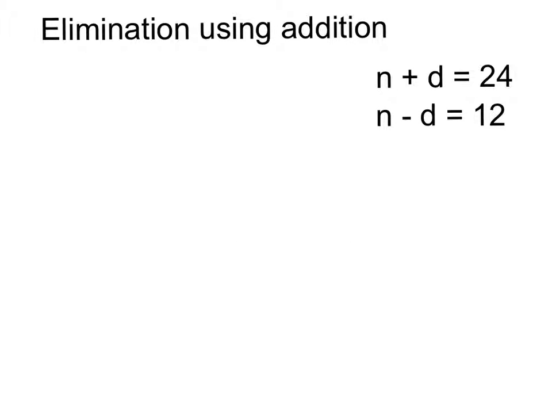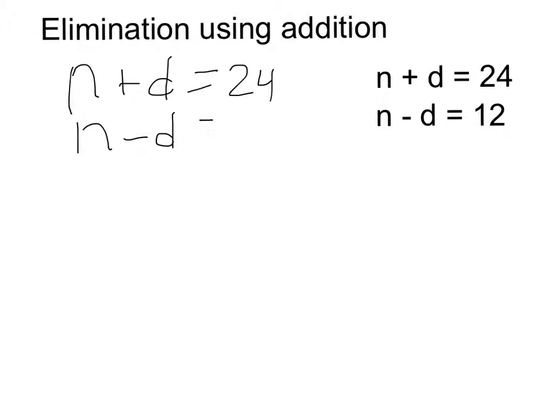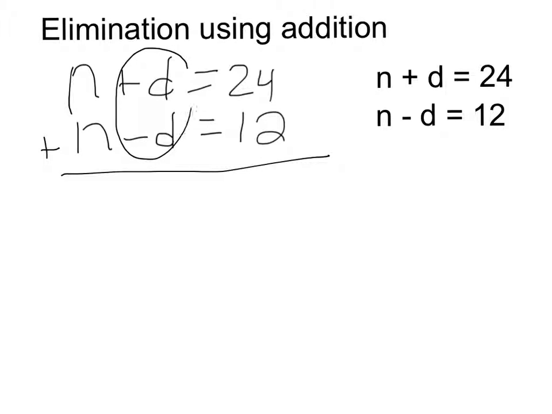So in our equations here, and I'll go ahead and rewrite those on the left side of the page, we have n plus d equals 24, and then we have n minus d equals 12. At this point, we have two equations, and if you notice, we have negative d and positive d. When we add these equations, this middle piece is going to end up turning to 0.